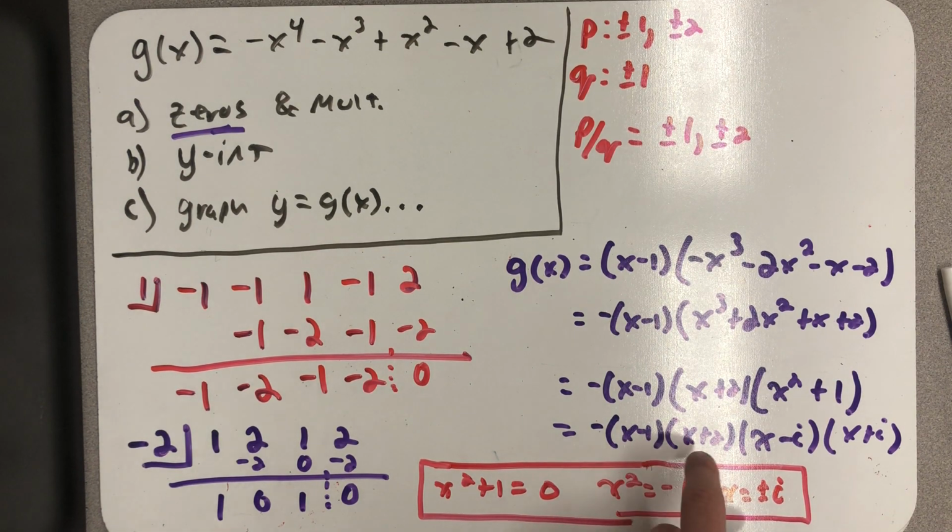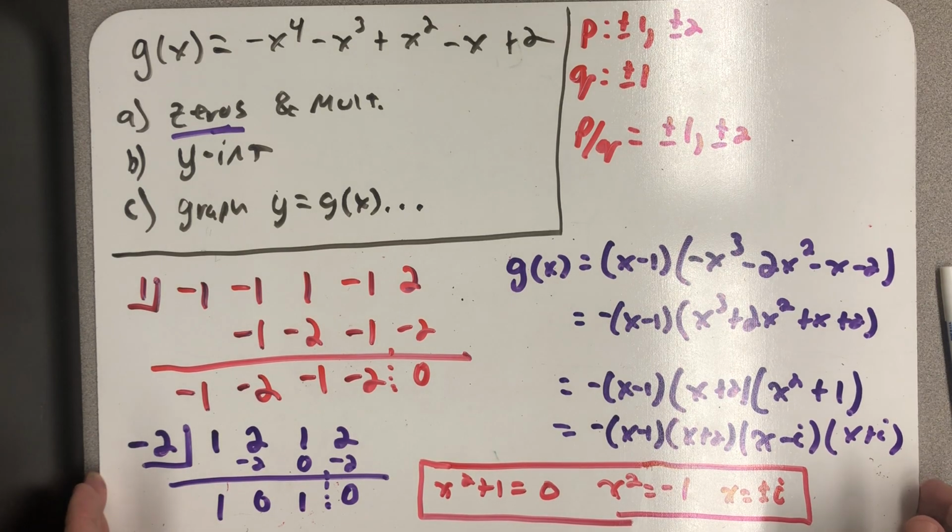And so I see 1, 2, 3, 4 roots, all with multiplicity 1. So I found the zeros.